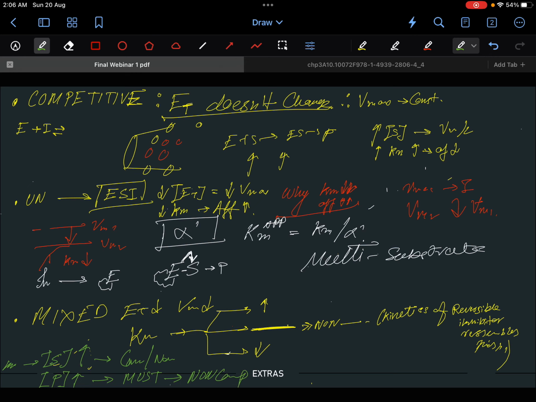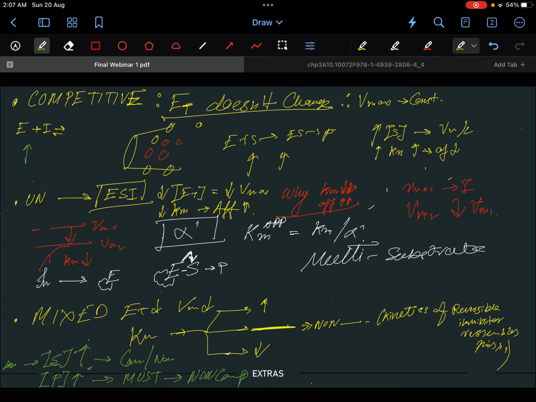Why must it be non-competitive? Okay, this is beyond the scope of discussion, but quickly: for competitive inhibition, we all know that when the substrate concentration is increased to a very high value, the effect of the inhibitor is decreased completely.